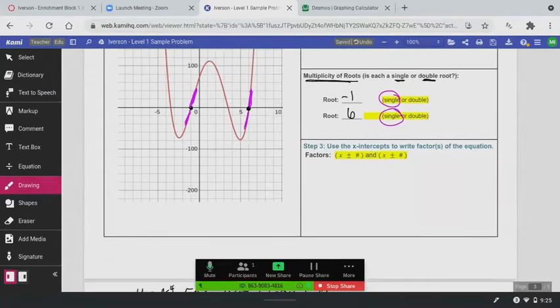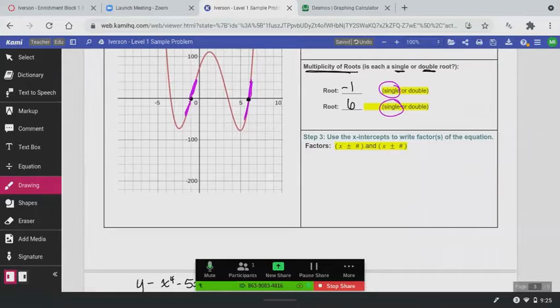Step 3 on this page is to use my x-intercepts to write factors of my equation. When I write my factors, I am going to take the opposite of my x-intercept. So one factor would be x plus 1, and the other factor would be x minus 6.